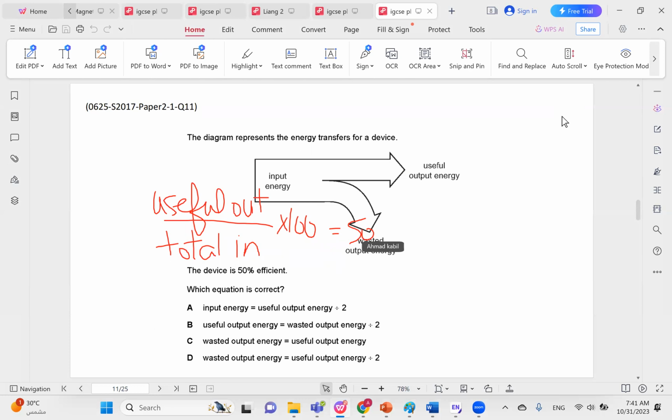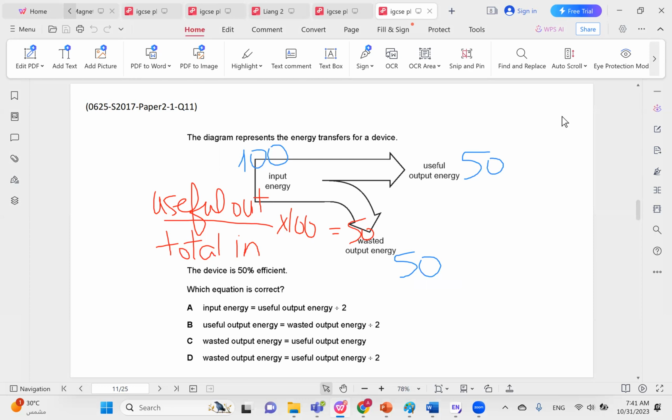What does that tell me? That tells me that the useful output is basically half of the total input. So for example, if I have 100 joules of input energy here, I would get 50 as useful output and the remaining would be wasted. So 50 as well for the waste. Now let's look at the choices and see which one is correct.